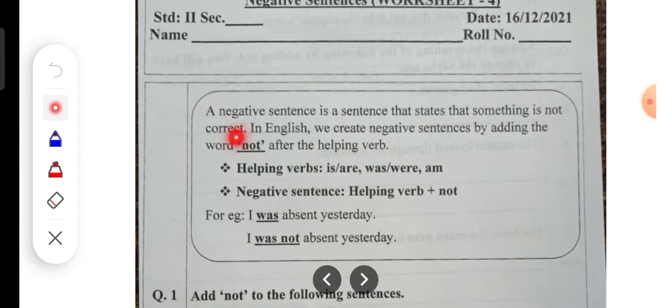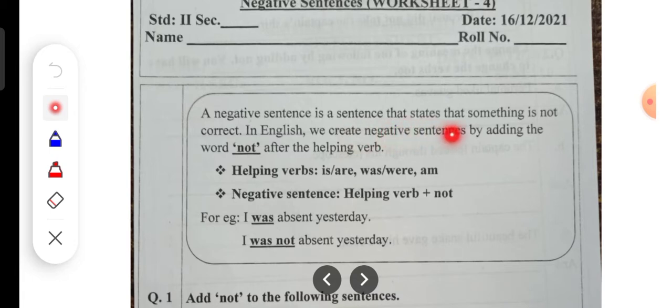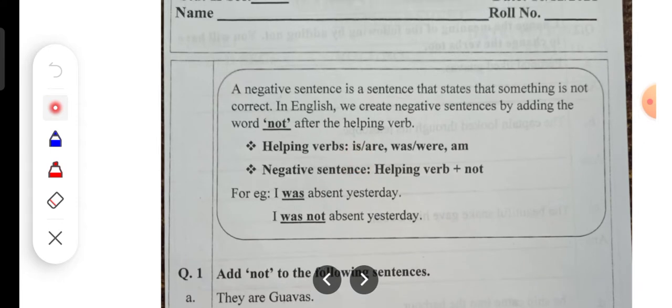A negative sentence is a sentence that states that something is not correct. In English, we create negative sentences by adding the word not after the helping verb. Helping verbs are is, are, was, were, am. All these are helping verbs, children. Even if you don't remember this, whenever you see is, are, was, were or am, you just write not after them to make it negative.